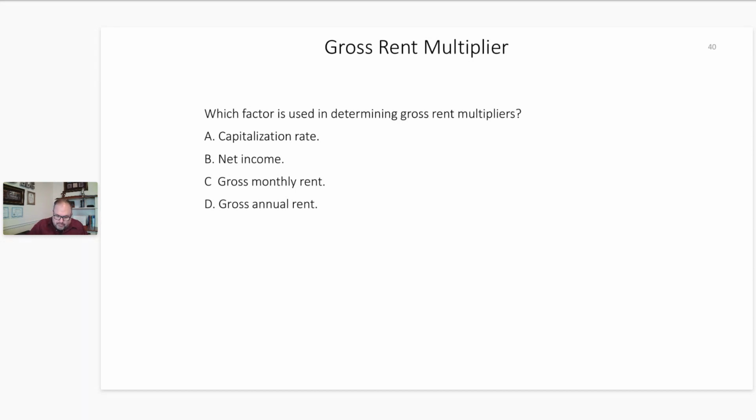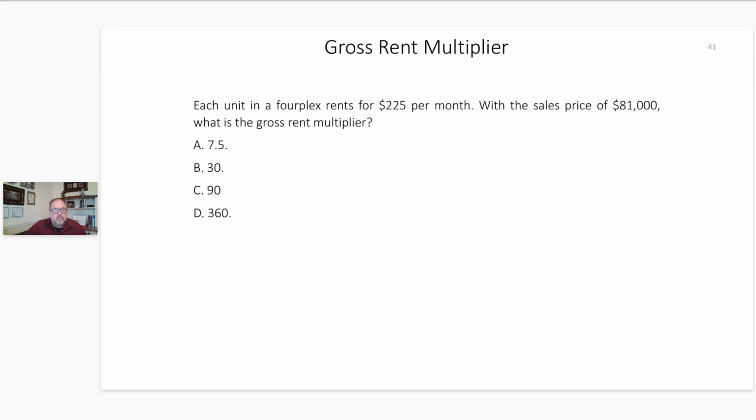Now, the second question is a calculation. So get out your calculators right now, and I want you to work this problem. I'm going to give you about a minute and a half. Each unit in a fourplex rents for $225 per month. With the sales price of $81,000, what is the gross rent multiplier? Okay, so go ahead and work that out. Everybody good?